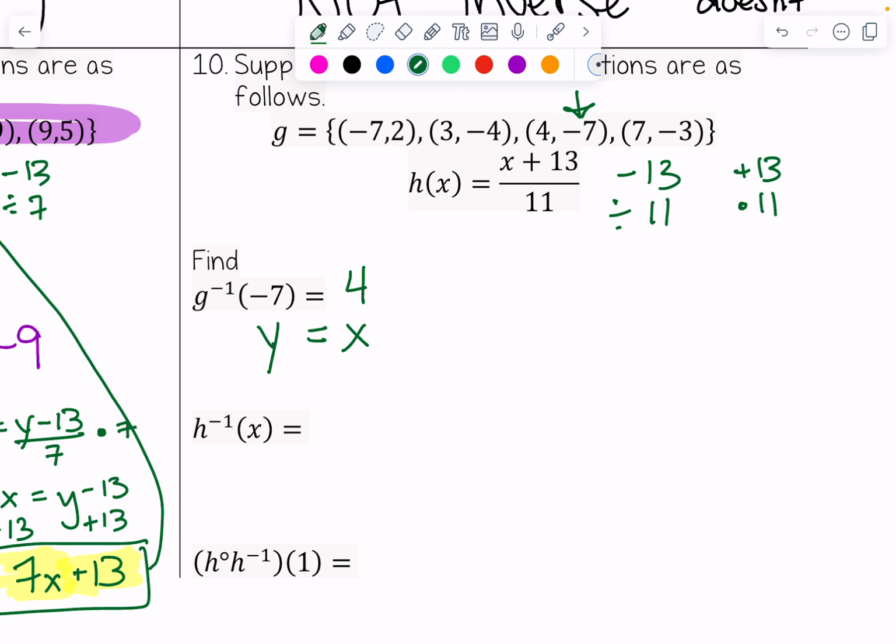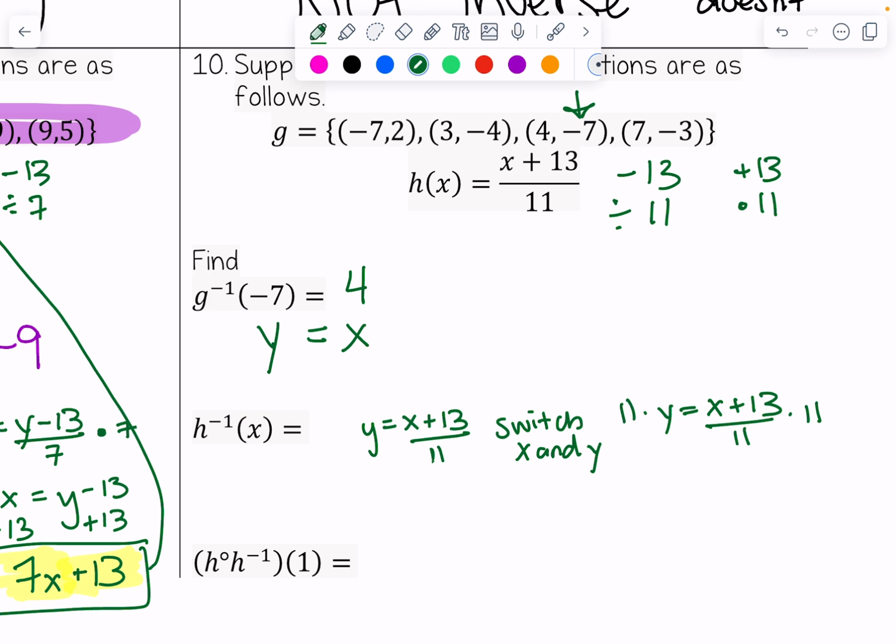So let's show it. We right now have y equals x plus 13 divided by 11. We're going to switch x and y. So let's go ahead and do that. We have y equals x plus 13 all over 11. So I multiply by 11, multiply by 11. I have 11y equals x plus 13. I minus 13, I minus 13, and 11y minus 13 equals our inverse.